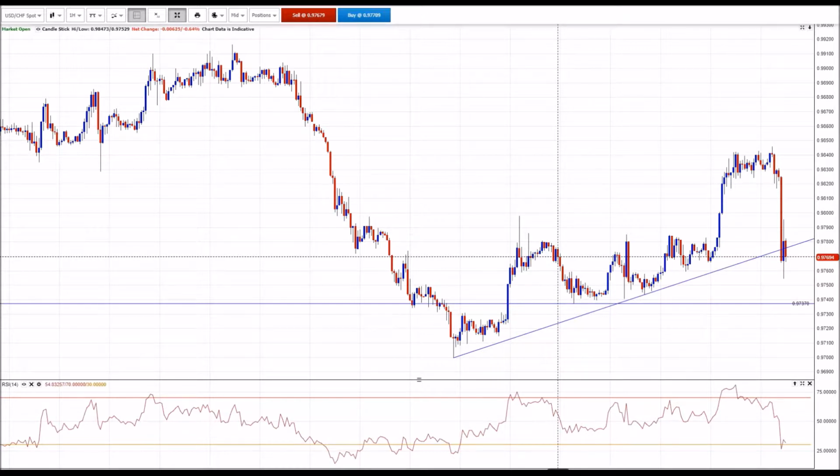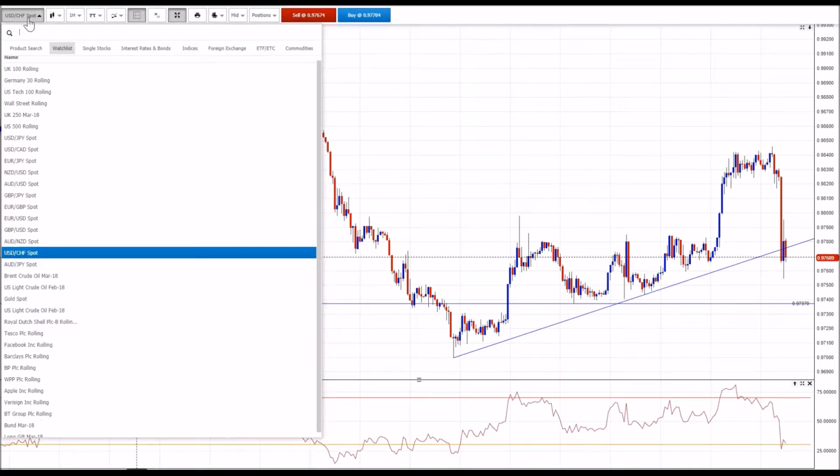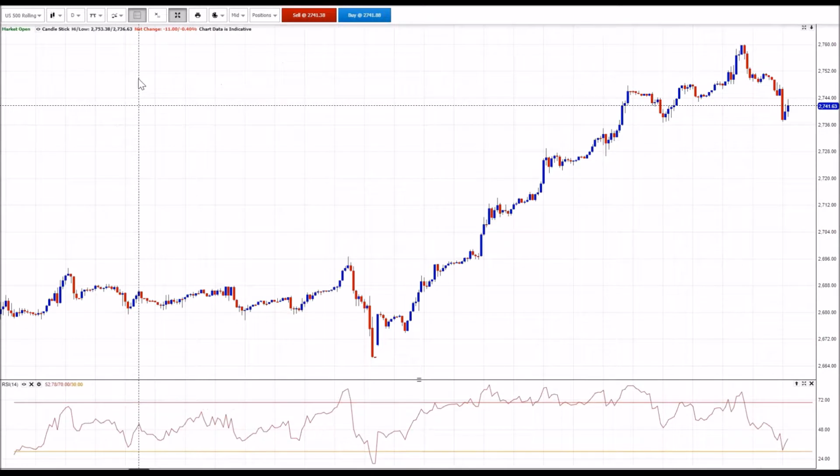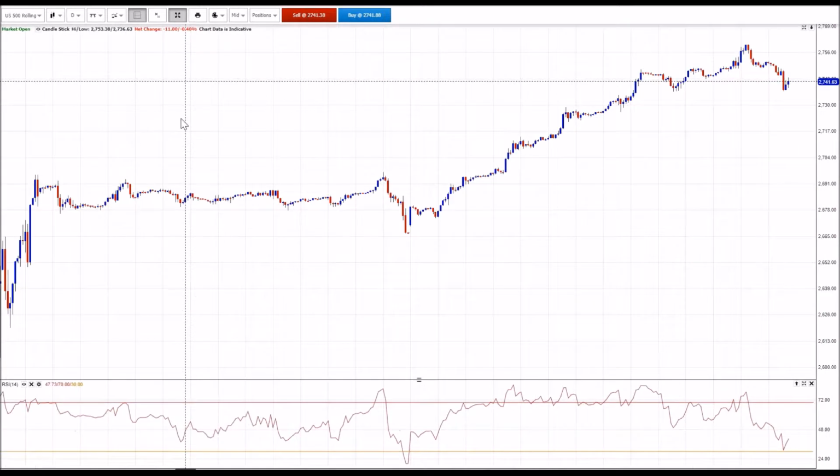Let's take a look at some other markets. Let's start off, of course, I think with US markets. Where are we? S&P 500. Let's do that. Any prizes for guessing what the S&P 500 has been doing lately?